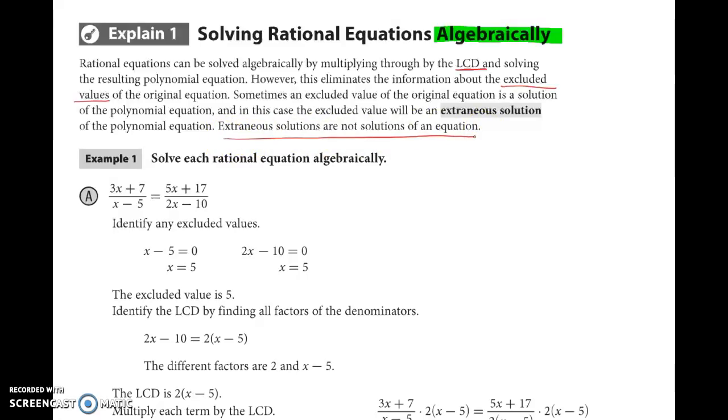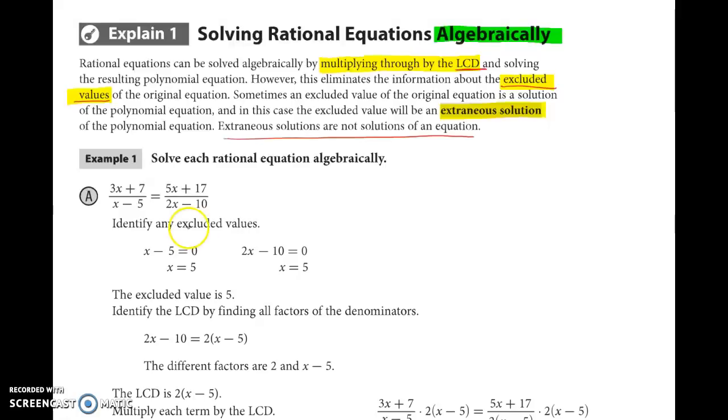So what this is basically saying is when you multiply by the LCD, you eliminate finding those excluded values, but those are still excluded values. So we have to take into consideration those. Those excluded values that end up being solutions at the end are extraneous solutions, because we can't include those if they couldn't be solutions for the original equation. So let me show you what that looks like in example 1.